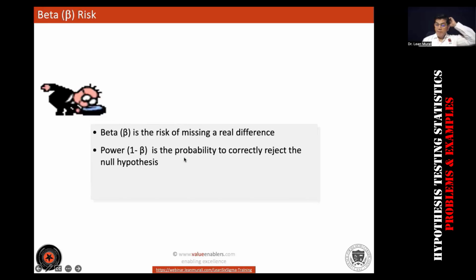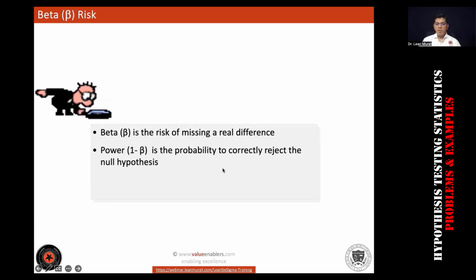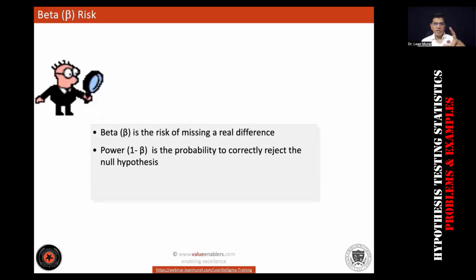So alpha is that risk. Beta is the risk of missing the real difference. So 1 minus beta we call the power. I will take up power in a later session, because it's the most difficult concept to understand. But I can let you know now that power is the probability to correctly reject the null hypothesis, because you need to correctly reject.